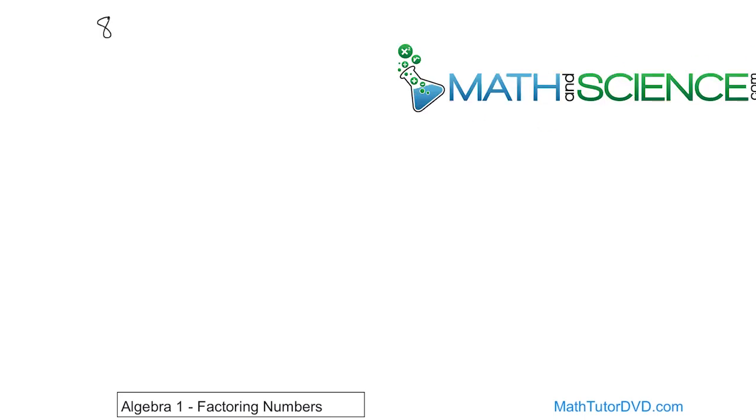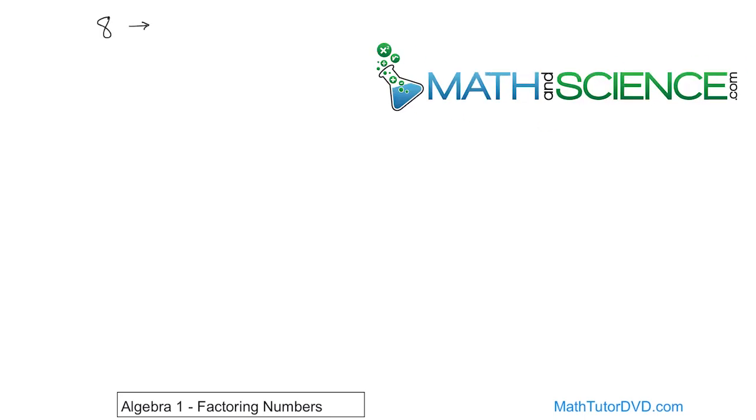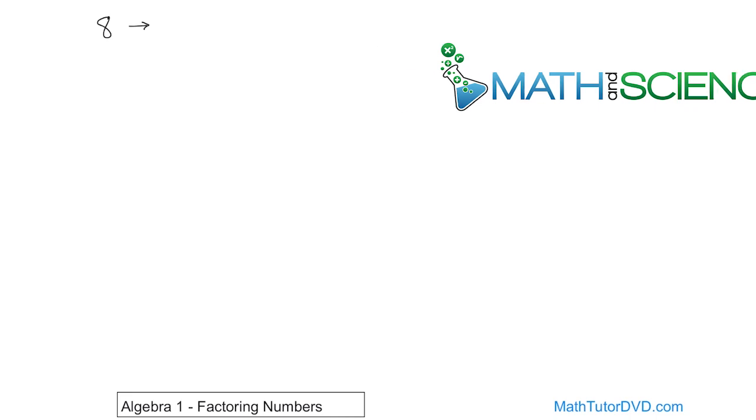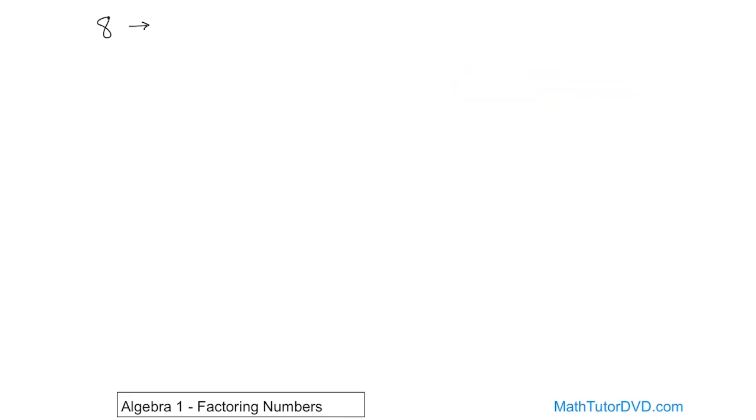So take the number 8, for example. We want to find what we call the factors of 8. Basically, a factor of a number, or later on we'll talk about algebraic expressions, same thing. A factor is basically: what can I divide into this number evenly? What numbers can divide into 8 evenly?